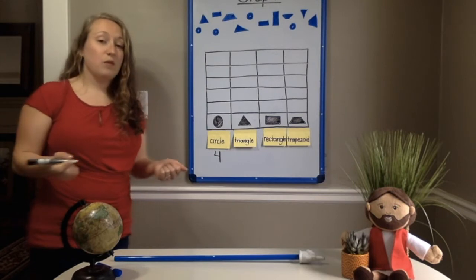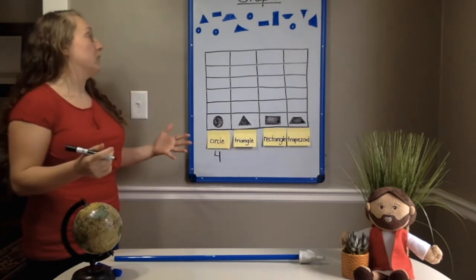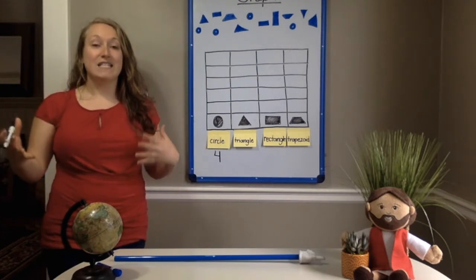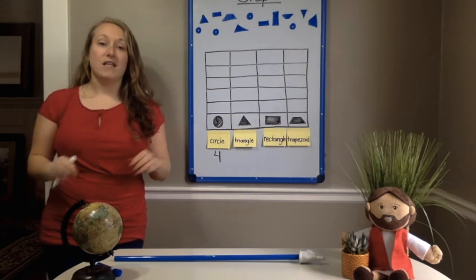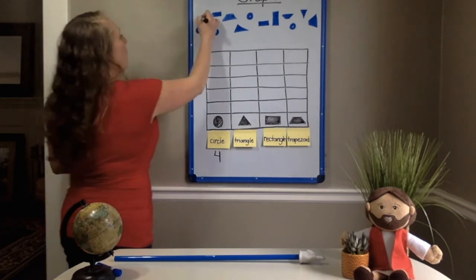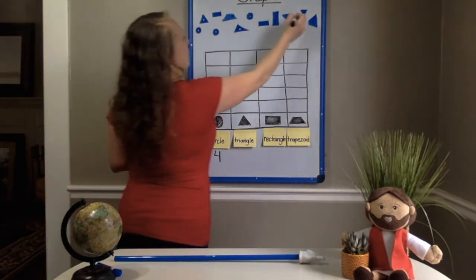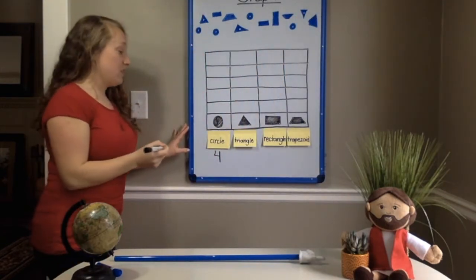The next one I'm going to count up is the triangle. I want to count up all of our triangles that we see. And remember, a triangle can come in many different sizes, or it could be turned any kind of way. As long as it has 3 sides and 3 vertices, it's a triangle. Here I go. 1, 2, oh, there's another one, 3. I'm going to write the number 3 underneath the triangle.